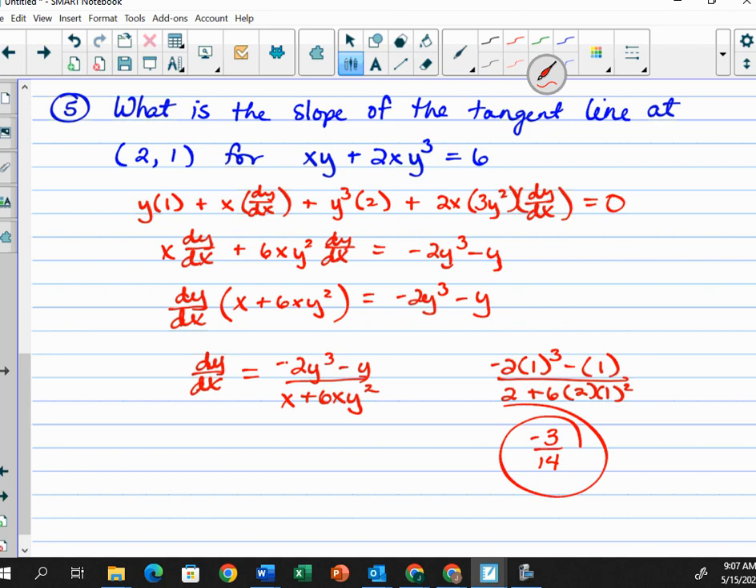Well, dy/dx equals that, and then you're finding the slope. So the slope is -3/14.